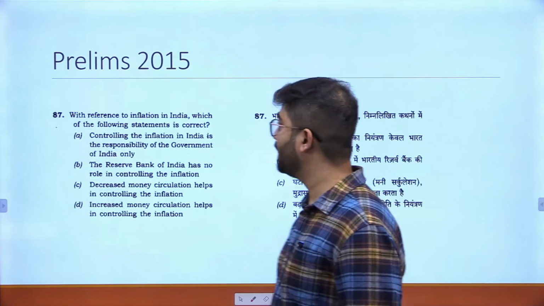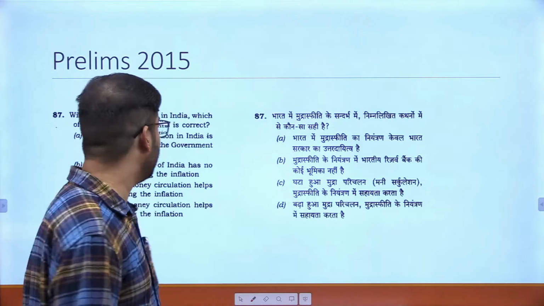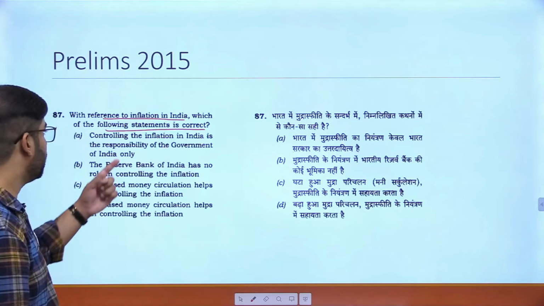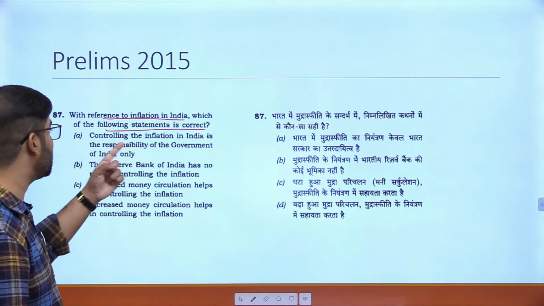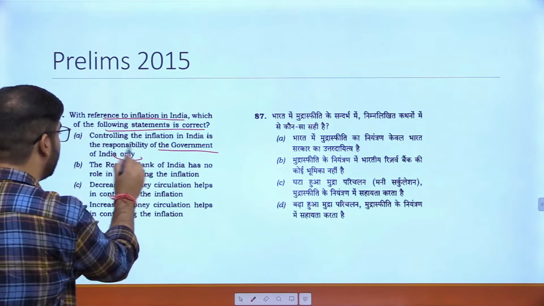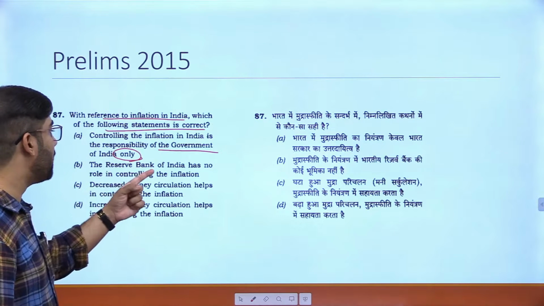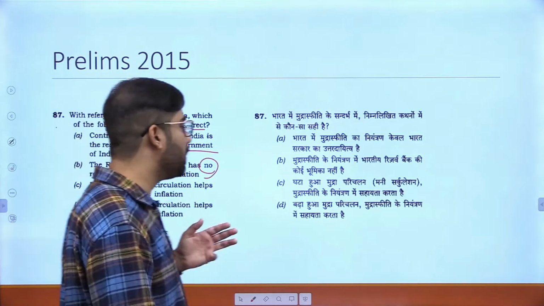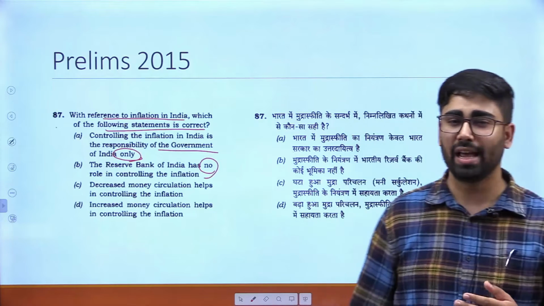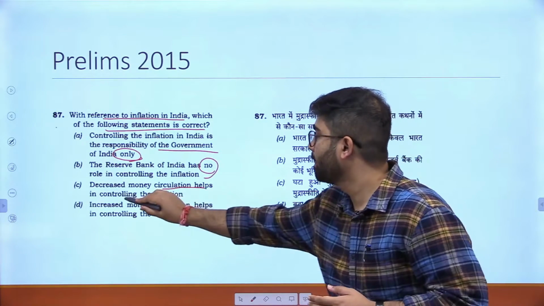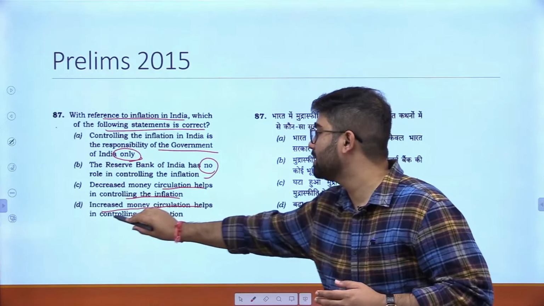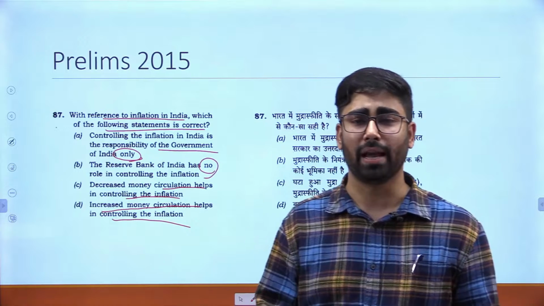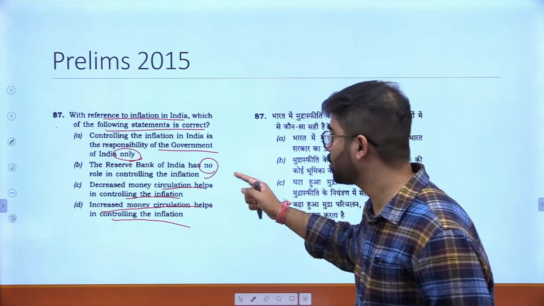It is the question from prelims 2015. With reference to inflation in India, which of the following statements is correct? First, controlling the inflation in India is the responsibility of Government of India only. The second statement is the Reserve Bank of India has no role in controlling the inflation. The third is decreased money circulation helps in controlling the inflation. And the fourth is increased money circulation helps in controlling the inflation. Money circulation is essentially the money supply. Okay, so what is the answer of this question now?